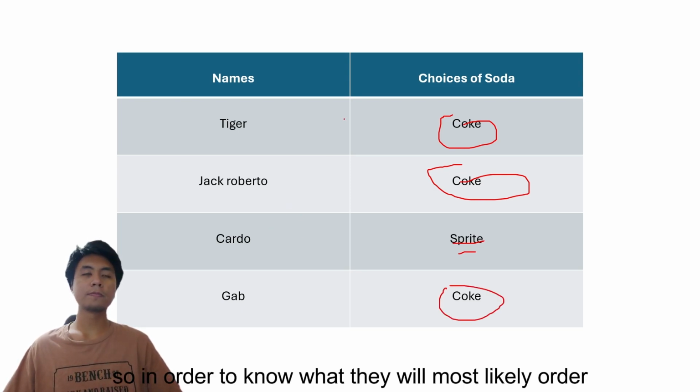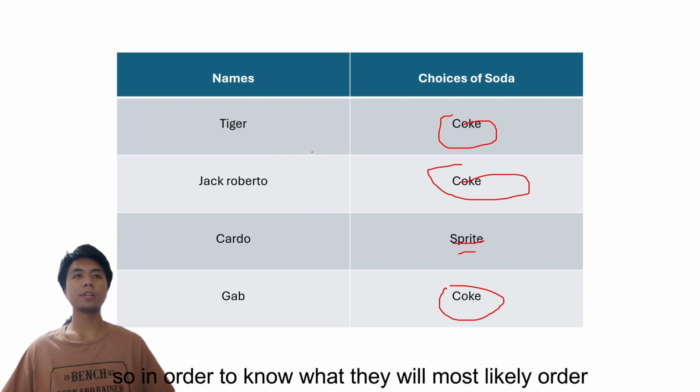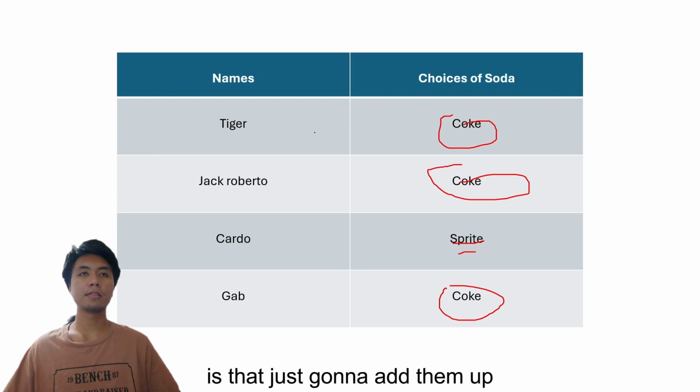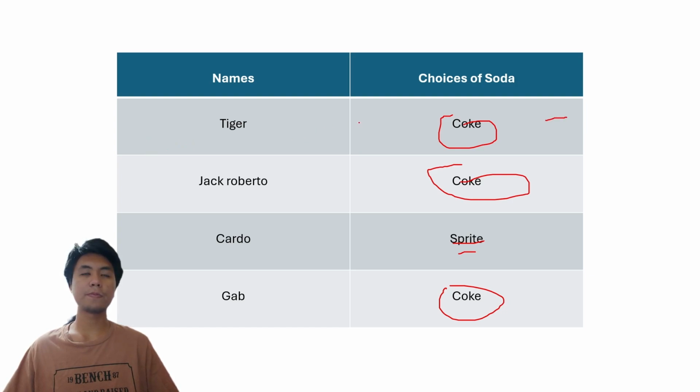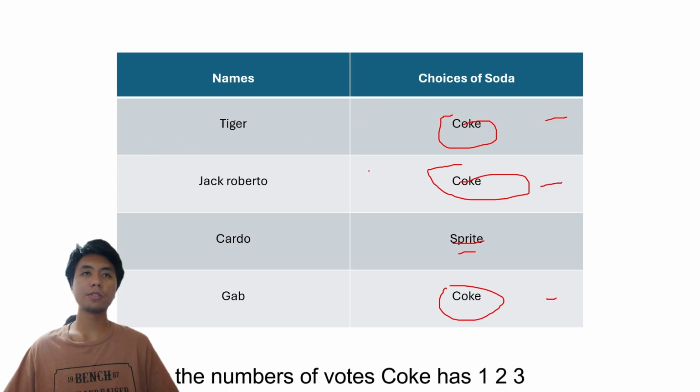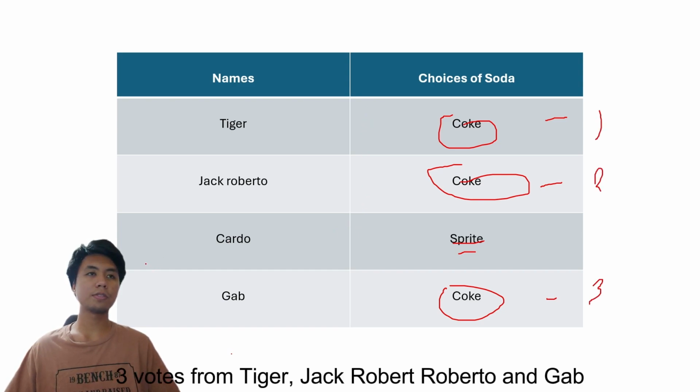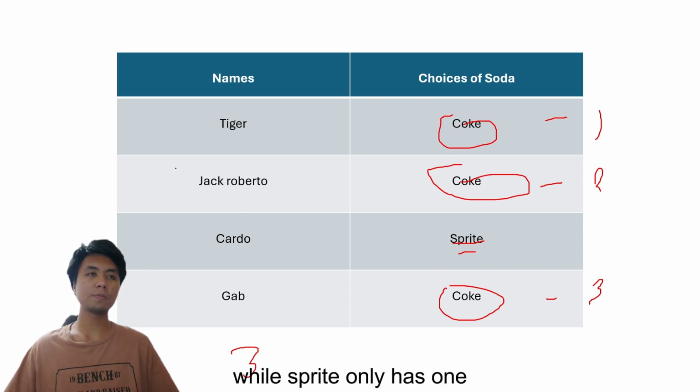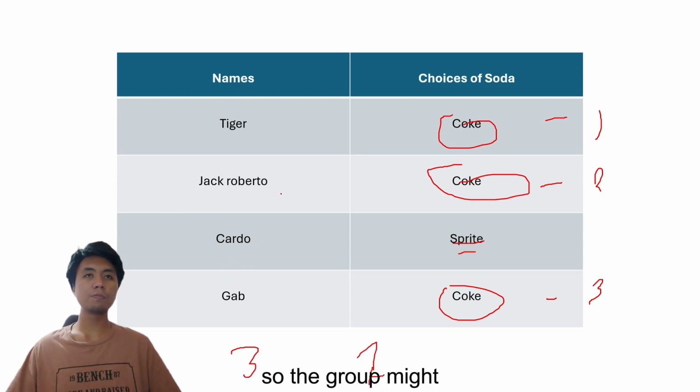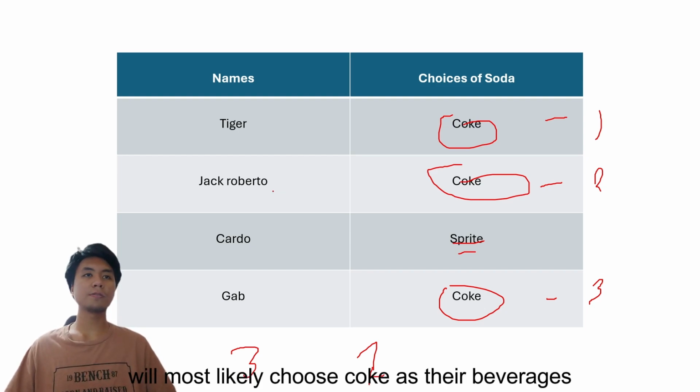So, in order to know what they will most likely order, you're just gonna add up the numbers of votes. Coke has 1, 2, 3, 4 votes from Tiger, Jack, Roberto, and Gab, while Sprite only has 1. So the group will most likely choose Coke as their beverage.